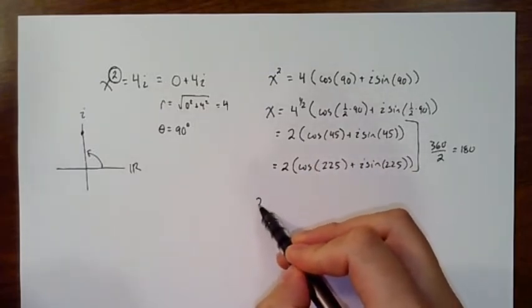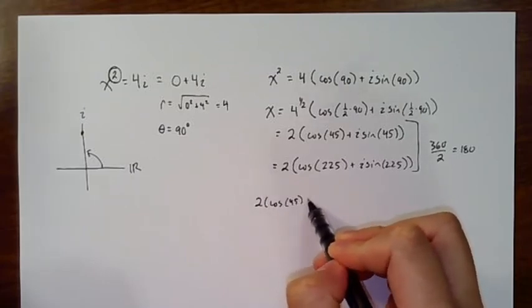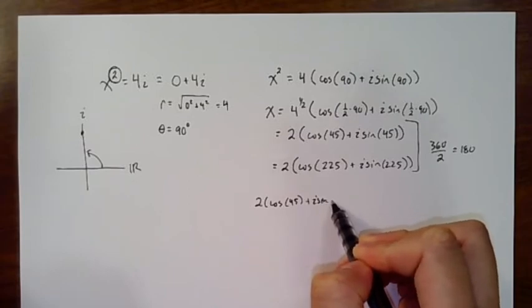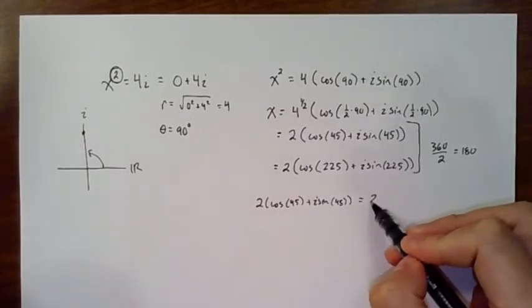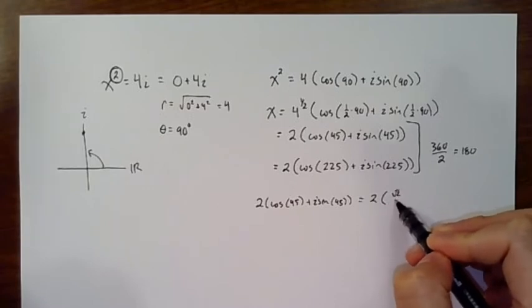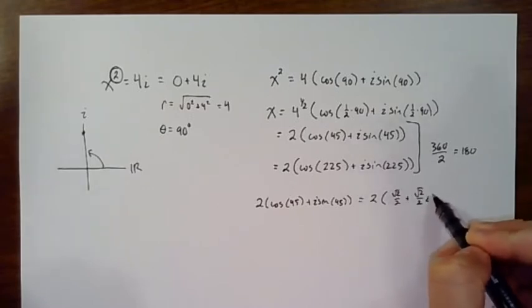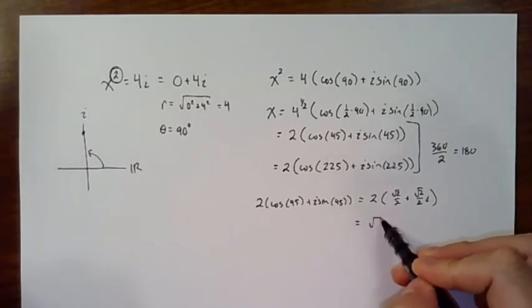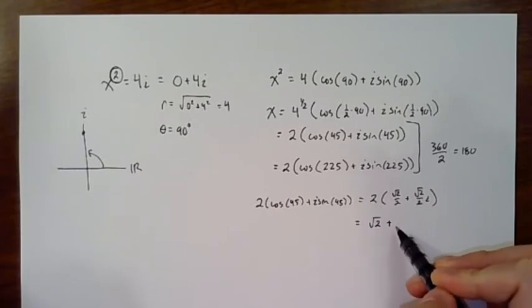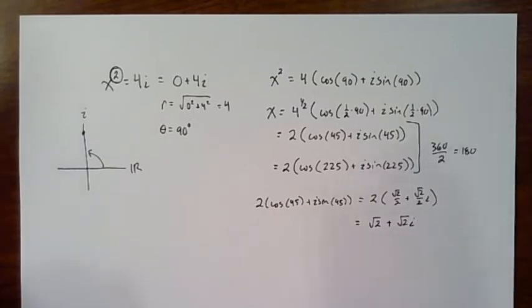So if we have 2 times cosine 45 plus i sine 45, this is equal to 2 times square root 2 over 2 plus square root 2 over 2 i. And this reduces to just square root 2 plus square root 2 i. This is one of our solutions.